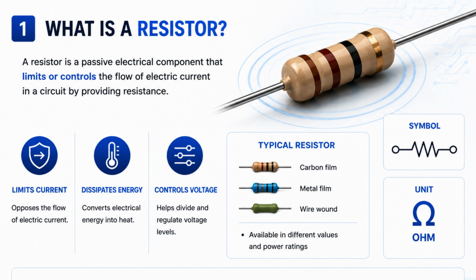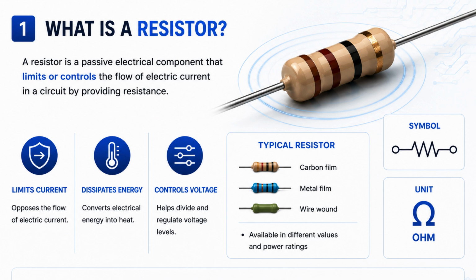First, let's understand what a resistor actually is. A resistor is one of the most fundamental components in electronics. Its primary function is to oppose the flow of electric current and control how much current can pass through a circuit. Resistors are passive components, which means they do not generate energy. Instead, they dissipate electrical energy in the form of heat. They are available in many different shapes and sizes, but they all serve the same purpose, controlling and limiting current. The electrical resistance of a resistor is measured in ohms, represented by the Greek letter omega. From simple LED circuits to complex computers and electric vehicles, resistors are essential components found in almost every electronic device around us.